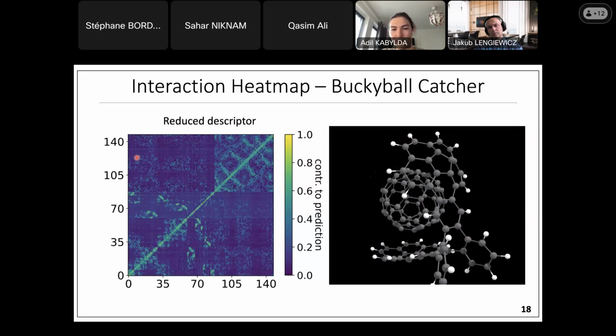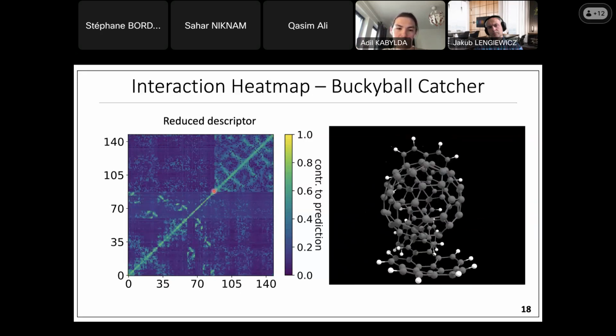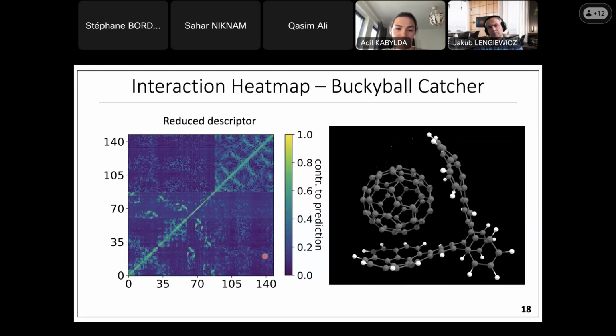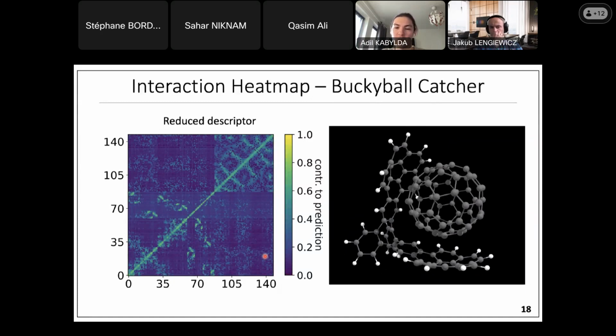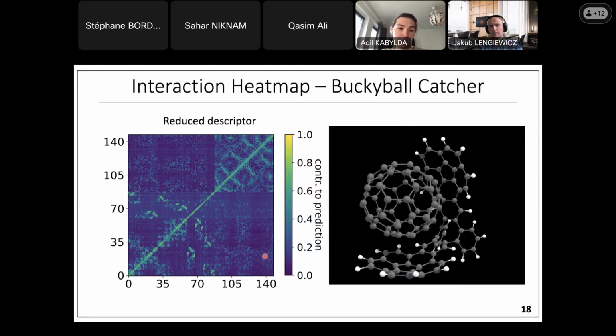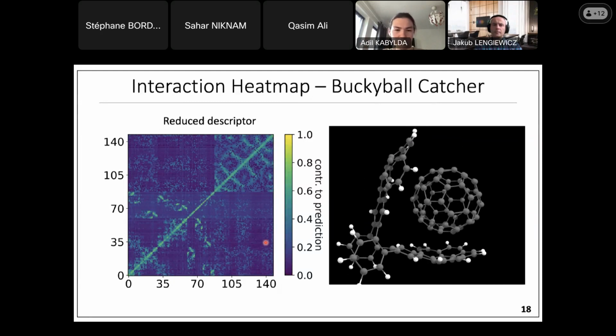Okay, and the same applies to all of the molecules, and this is just to show that the descriptor is non-trivial, and it's hard. With any chemical intuition, it's very hard to do it. So the descriptor is always non-trivial.